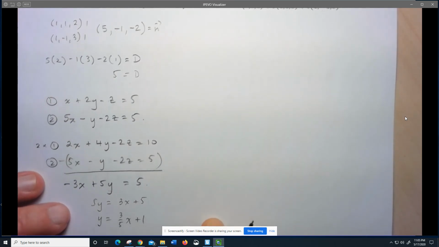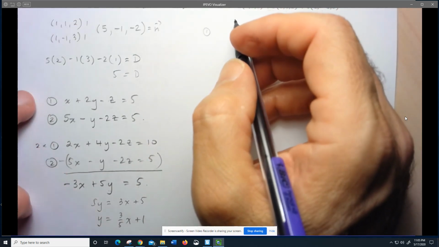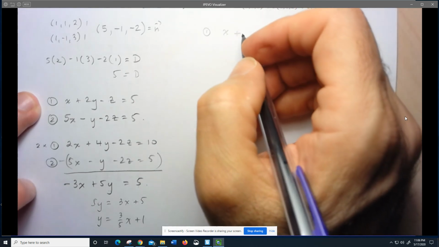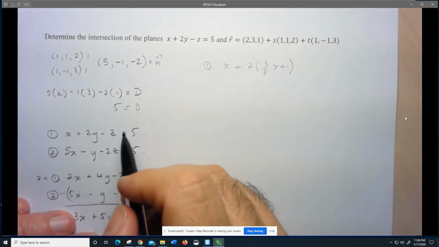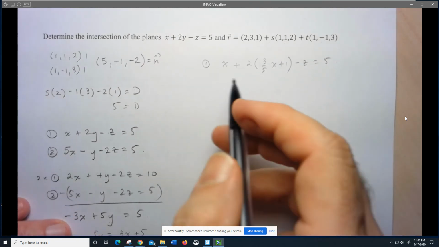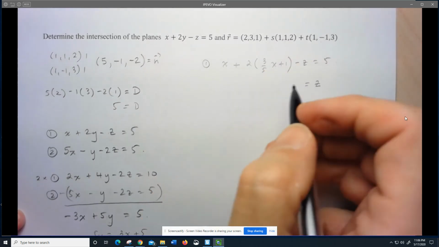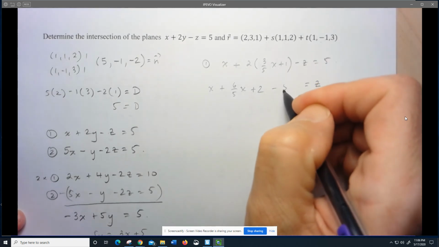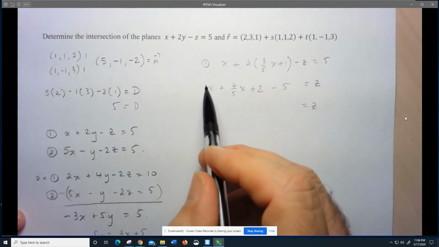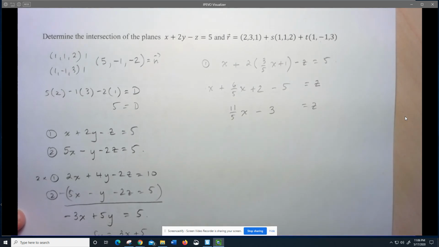Now let's take this and input it into one of our equations. Equation 1 looks a little simpler. So we have x plus 2y, and y is equal to 3/5 x plus 1. Now we can bring this down, so minus z equals 5. Now I'll solve for z in terms of x. Just bring the z to the other side. z is equal to x plus 6/5 x plus 2, and then minus 5. So z is equal to 5/5 plus 6/5, which is 11/5 x, and 2 minus 5 is -3.